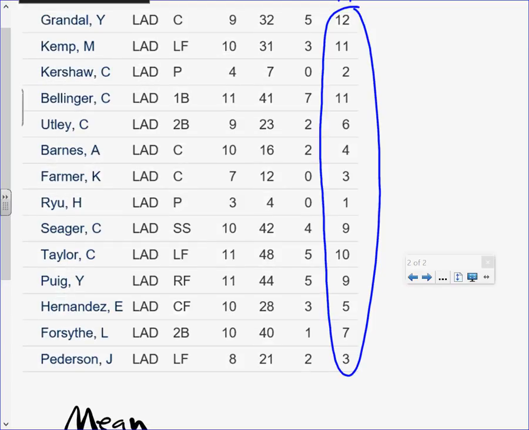The highest amount of hits is Yasmani Grandal right here on top. The fewest amount of hits is Ryu, 1. So if someone asks how many hits a typical Dodger has, we're about to answer that question. What's the average? What's the mean? What would be the one that's about the center out of all the number of hits? That's what we're about to find out.